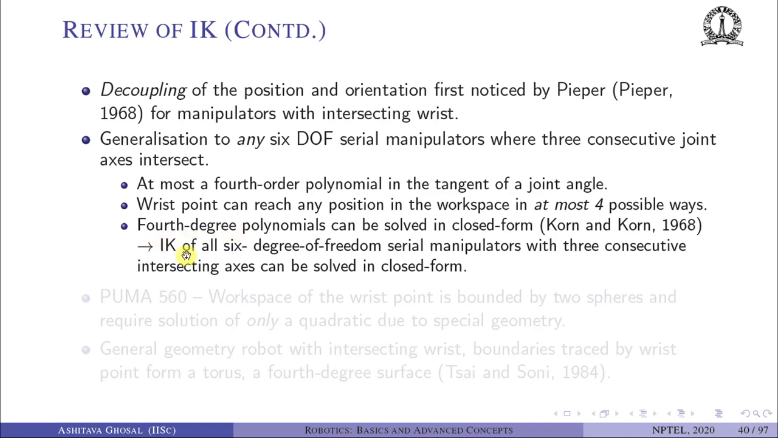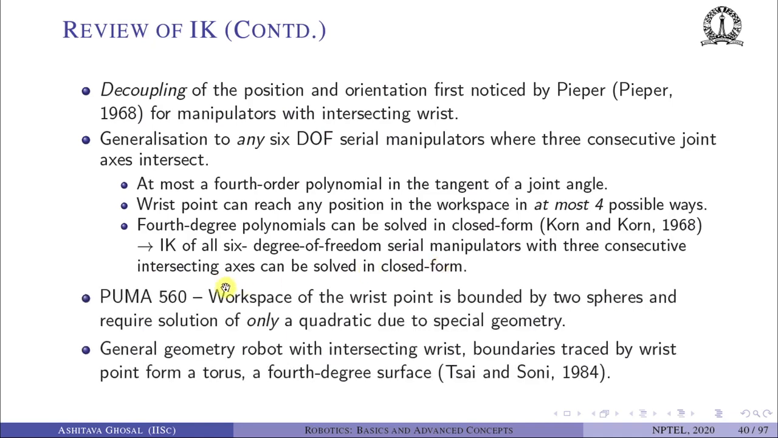Okay. So it turns out that the inverse kinematics of all 6 degree of freedom serial manipulators with three consecutive intersecting axes can be solved in closed form. Okay, it's a very useful and neat result. So for the Puma 560, the workspace of the wrist point is bounded by two spheres and requires the solution of only a quadratic. Okay, we don't have to solve a quartic equation for a Puma because of the special geometry. So, you know, some axes are intersecting, some axes are parallel, and so on.